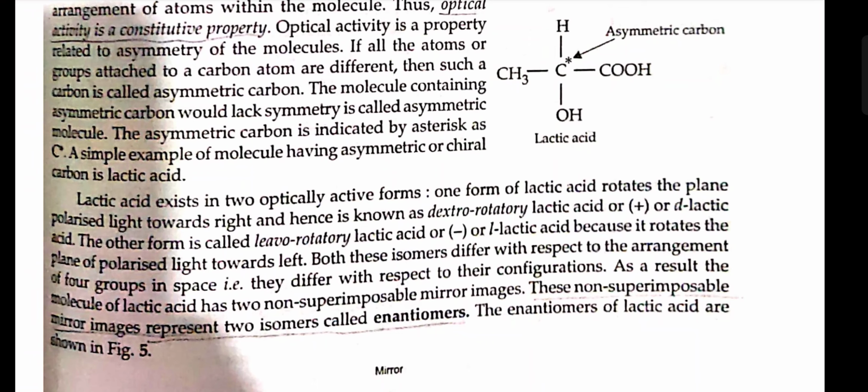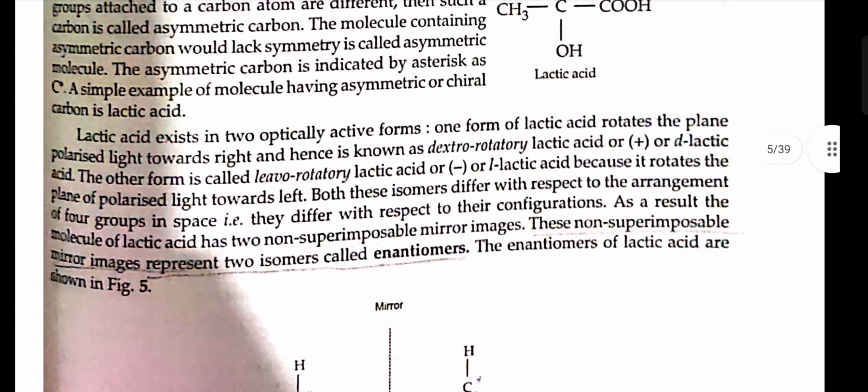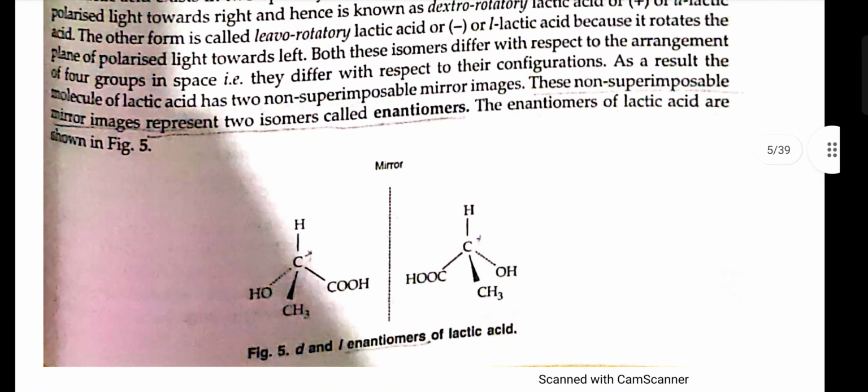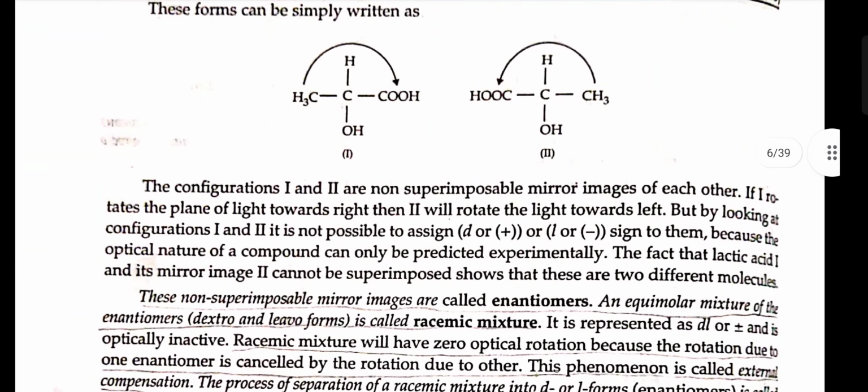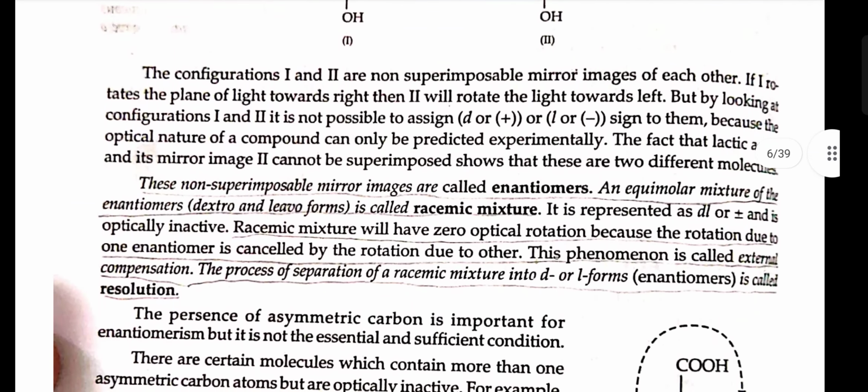Optical activity is shown by those substances which have non-superimposable mirror images. These are two isomers, in which one is levorotatory and the other is dextrorotatory. The non-superimposable mirror images are called enantiomers.